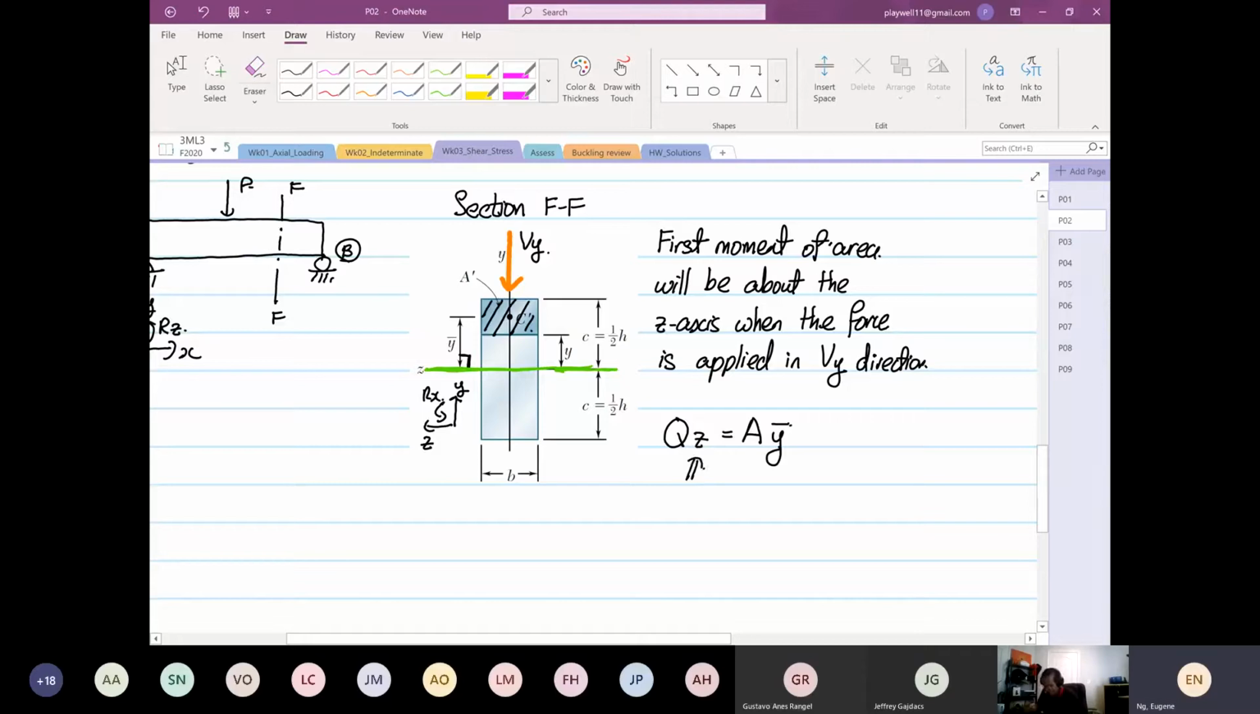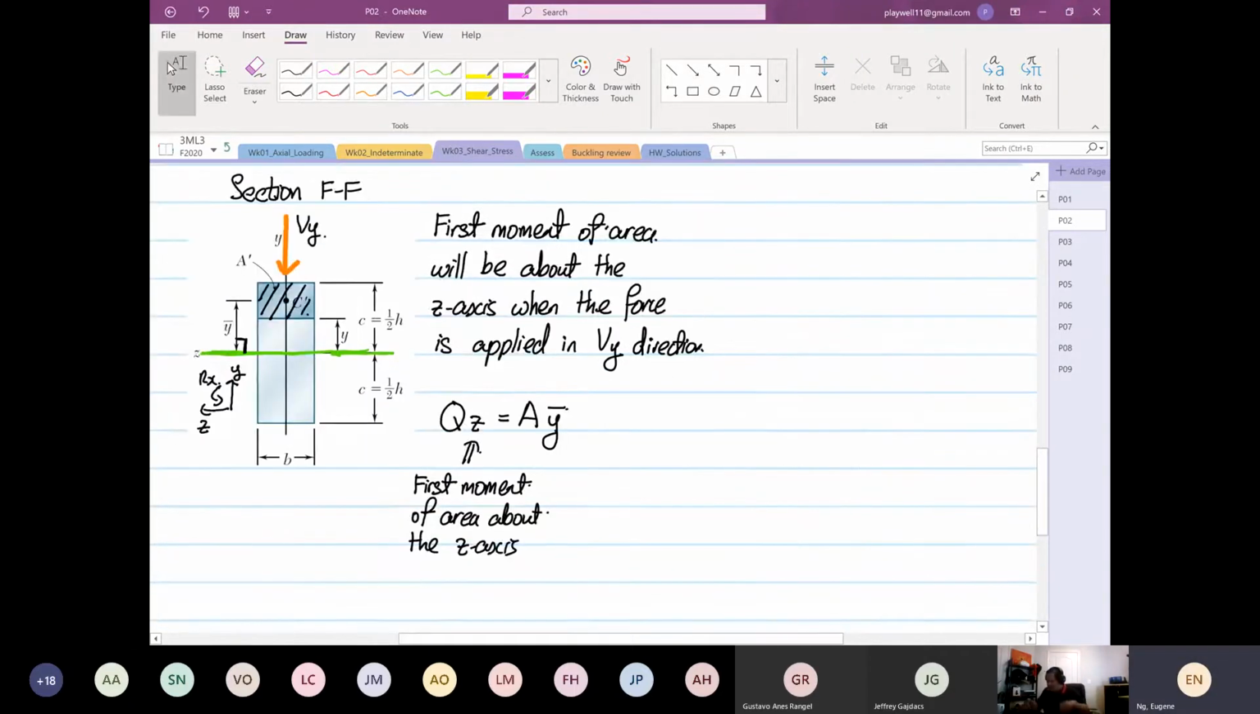signify the first moment of area about the z-axis. Okay. Now, I'm going to change it slightly.